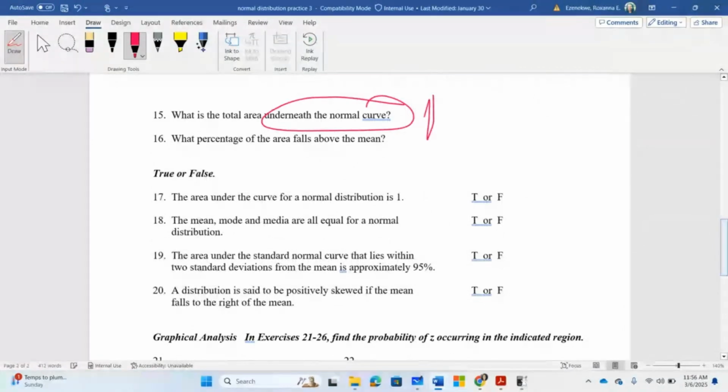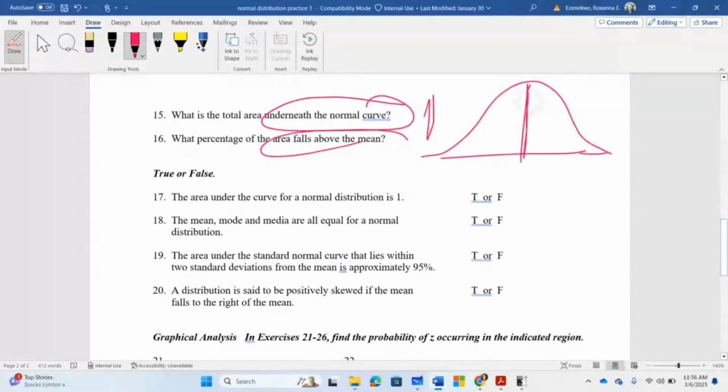What percentage of area falls above the mean? If this is a normal curve and area is 1, then the mean divides the normal curve into 2 equal parts. Therefore, area to the right of the mean is 0.5 or 1/2 or 50%. The area under the curve for a normal distribution is 1. That is correct too. The mean, mode, and median are all equal for a normal distribution.